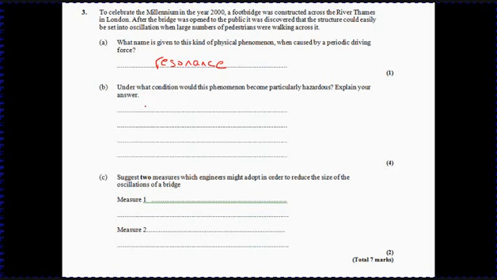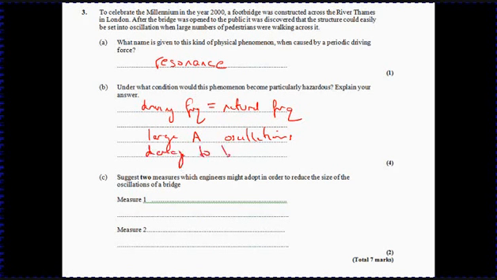Okay, again, same answer really as before. When the driving frequency is equal to the natural frequency, you'll get large amplitude oscillations and might cause damage to the bridge, okay? Or of course people might fall off the edge. Okay, there are 2 marks here for talking about the natural frequency and the driving frequency. That's why there's 4 marks for this question.